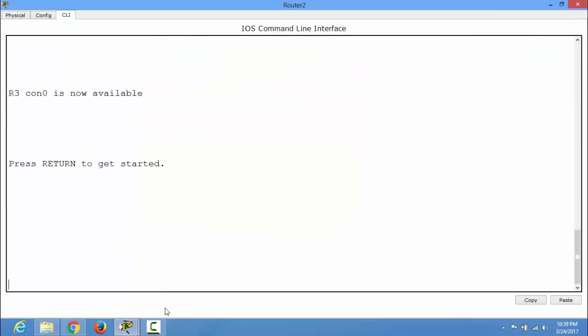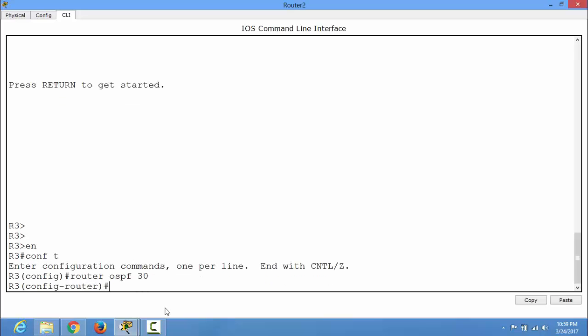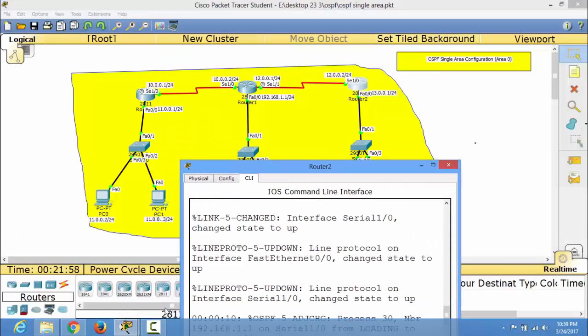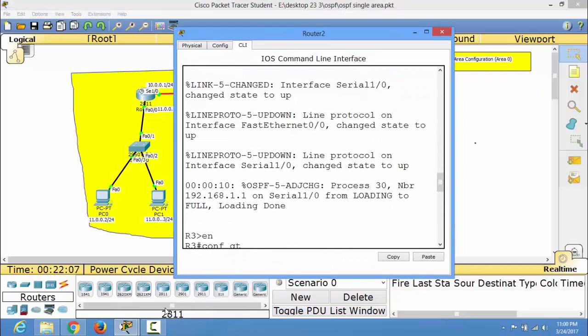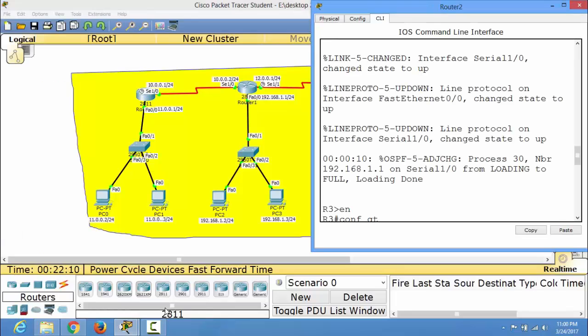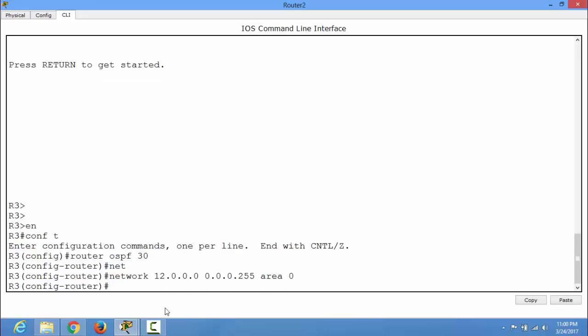Come on to the third router. Enable, router OSPF, and a process ID that I am going to take different from the previous ones. Here the networks connected are the 12 network and the 13 network that I need to advertise. So come here. Network 12.0.0.0, 0.0.0.255, area 0. Area should be the same because now we are configuring a single area network.